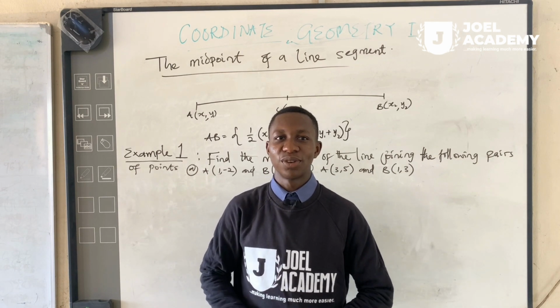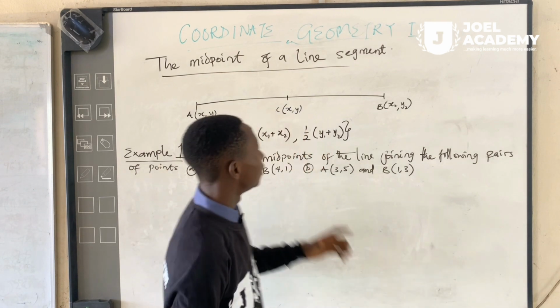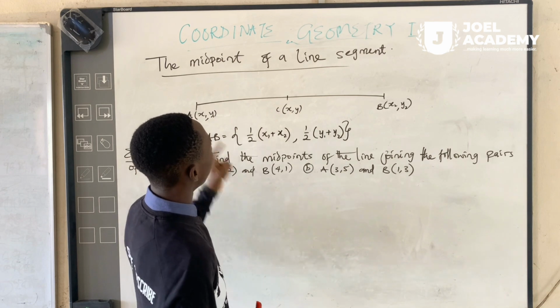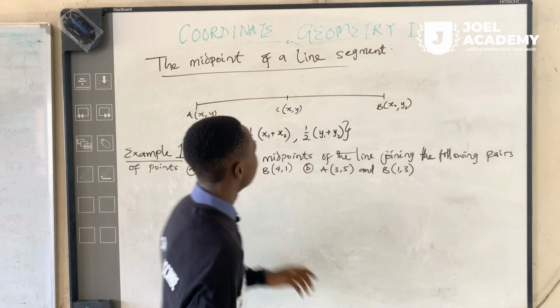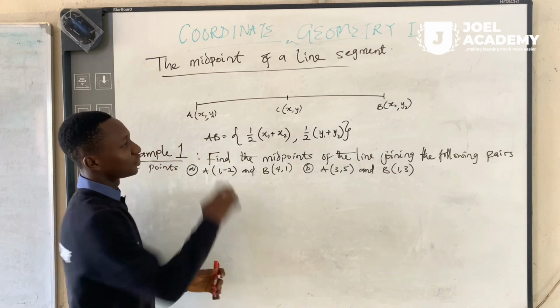My name is Umar Paul, and today we're going to be talking about coordinate geometry 1, midpoint of a line segment. As you can see on the board, here is a straight line.